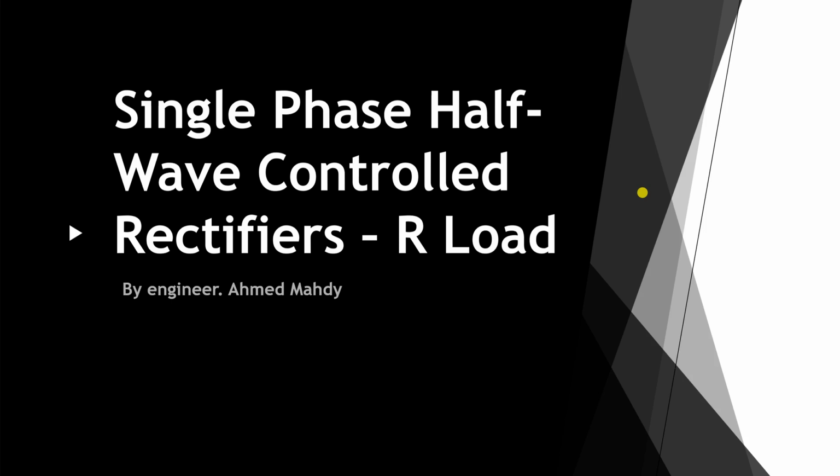Good morning, everyone. In this video, we will talk about another circuit that is used to convert AC into DC, which is called the single phase half wave controlled rectifier with an R load. So the difference between this circuit and the previous one is that this one is controlled, the previous one is an uncontrolled rectifier.